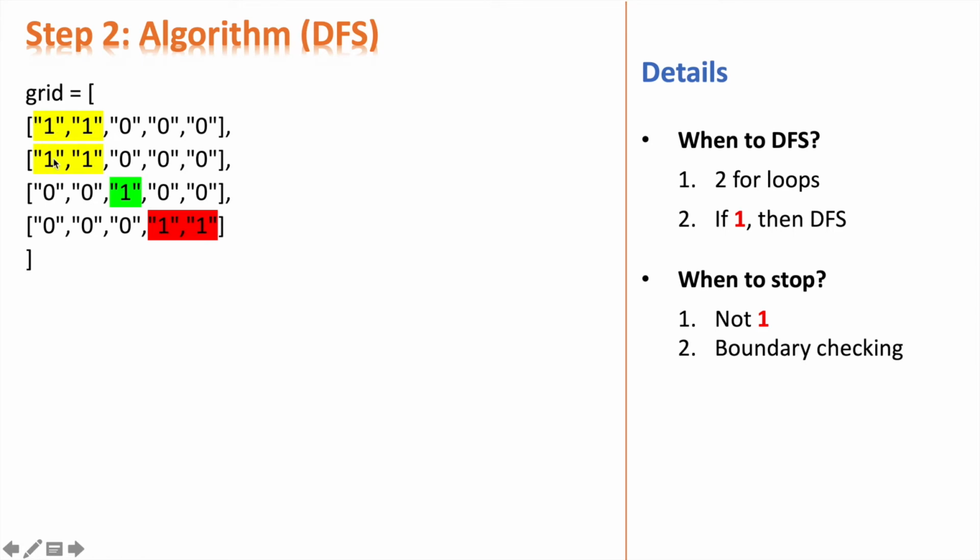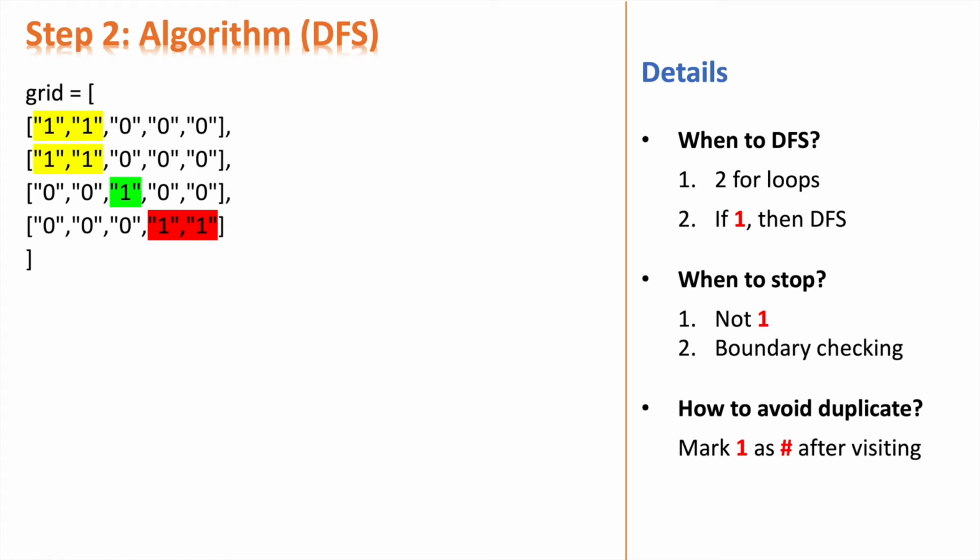The second thing we need to avoid is duplicate results. For example, from this one with DFS, we get the island in yellow. From this one with DFS, we can also get the island in yellow. That will give us duplicate results. So how do we avoid both duplicates? Here we are using a common trick, which is to mark 1 as a point sign after visiting.